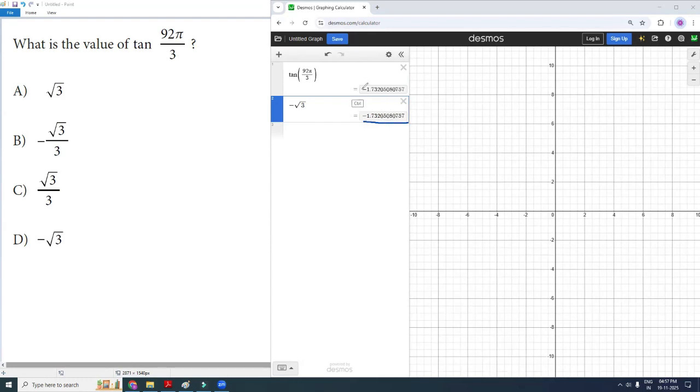It keeps going. So the value we have for tangent 92 pi over 3 and the value we have for negative square root of 3, both of them are the same. Therefore, the value of tangent 92 pi over 3 is equal to negative square root of 3. We find negative square root of 3 in answer choice D. The correct answer choice for this question is D.